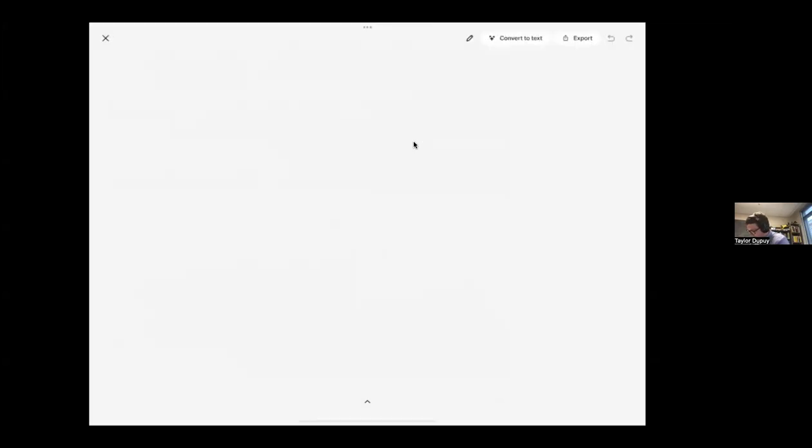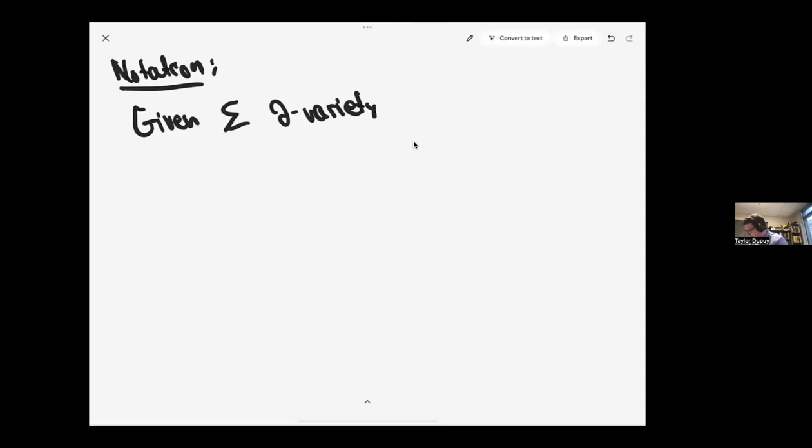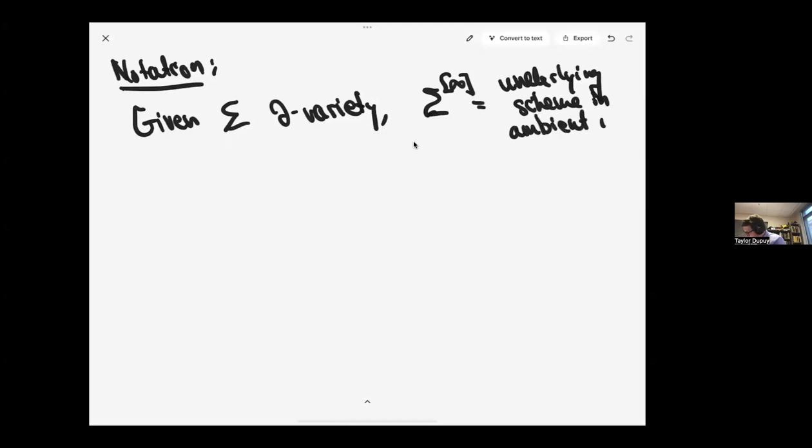Just some notation here. If we're given sigma, a differential variety or differential scheme, I'm going to let sigma infinity, using Buium's notation, be the underlying scheme in the ambient infinite jet space, since usually all my things are going to be embedded into some scheme, just like we were drawing before.